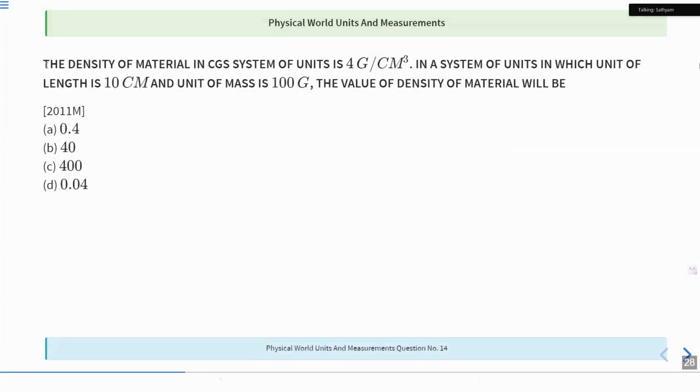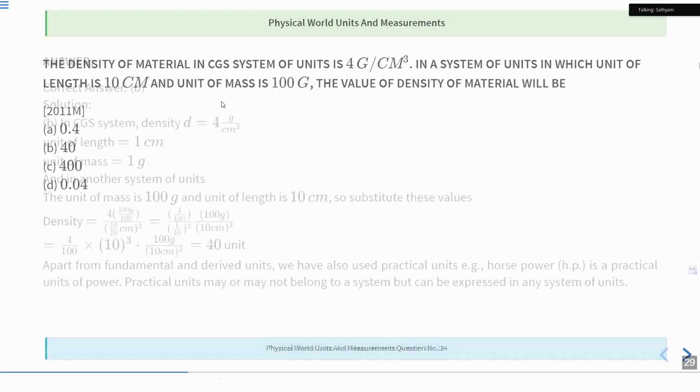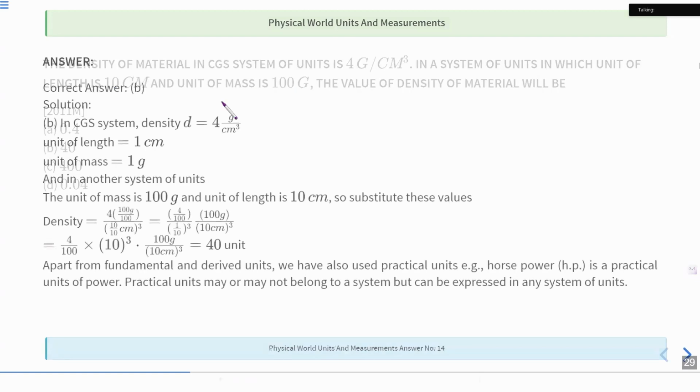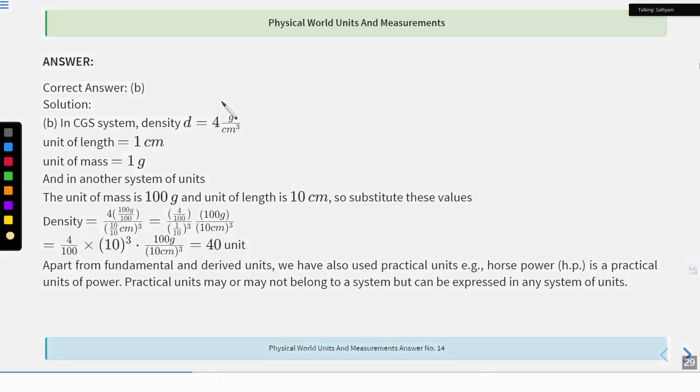Now let's go to the next question. The density of a material in the CGS system of units is this one. The unit of length is 10 centimeter, the unit of mass is 10 grams. The value of density of the material will be. Okay, CGS system. What they have told is that in the CGS system, this is the value they have given. The unit of length is 1 centimeter, mass is 1 gram. In others, you have to basically derive it. Derive this. So as it is 1 gram.